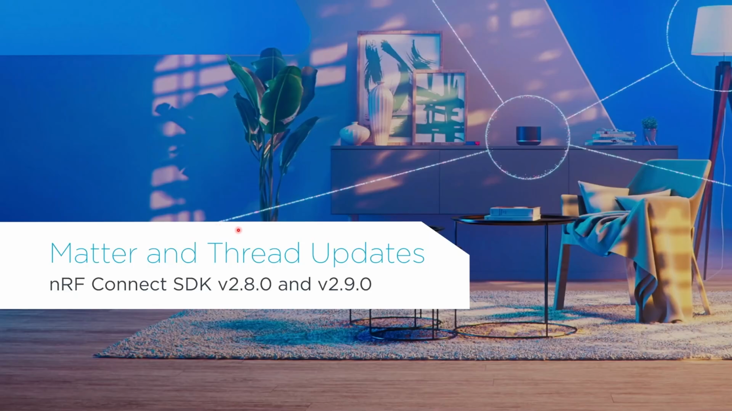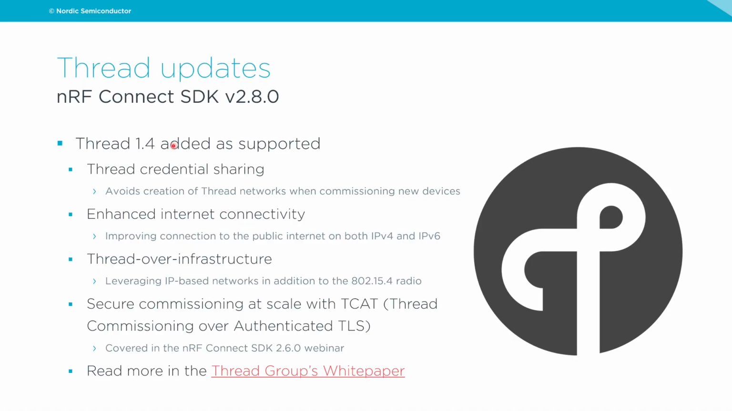Okay, now for Matter and Thread updates. Starting with Thread, in nRF Connect SDK 2.8, we added Thread 1.4 as supported. Some of the highlights are Thread credential sharing. Before this feature, when you wanted to commission new devices, very often you would create a new Thread network, which is really inconvenient. With this Thread credential sharing feature, you can avoid that, because you have the ability to provide temporary access to credentials, and then you have devices added to existing Thread networks instead of creating new ones.